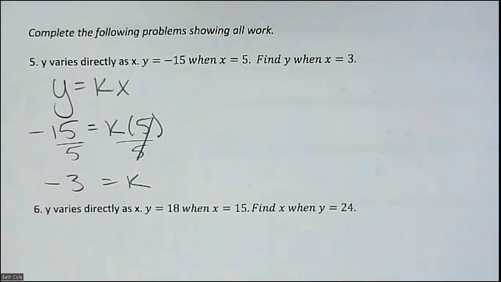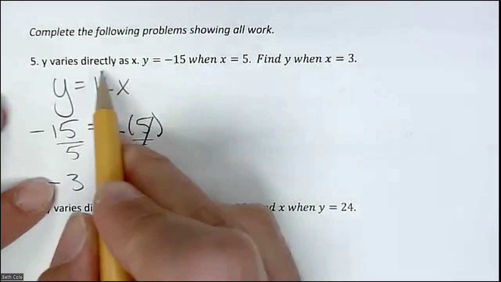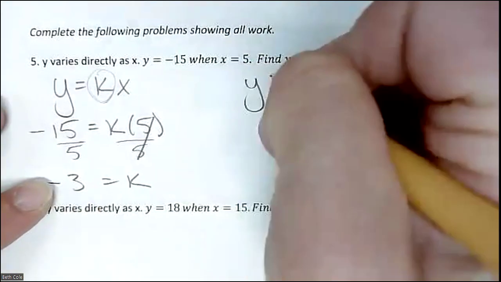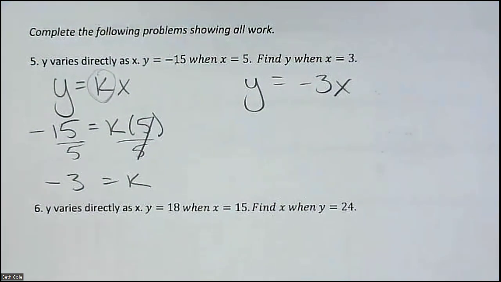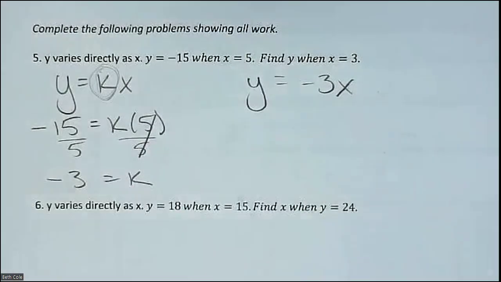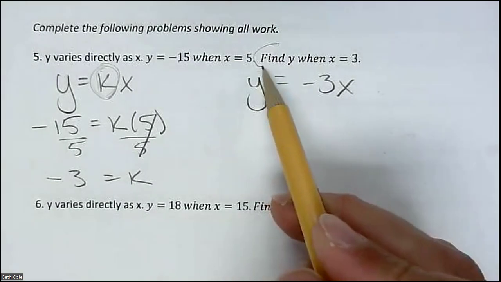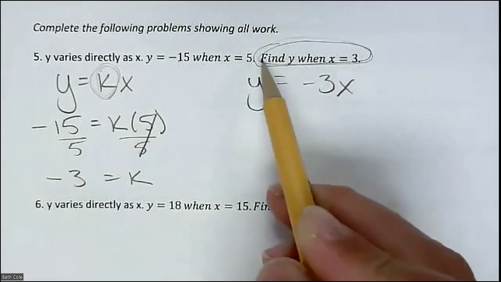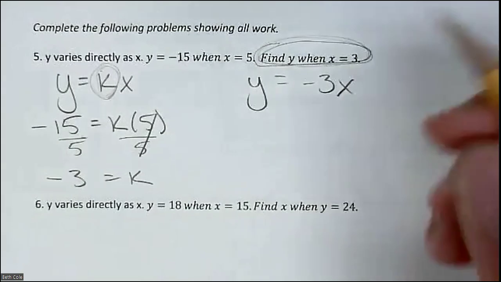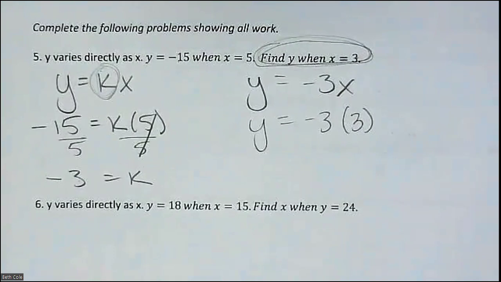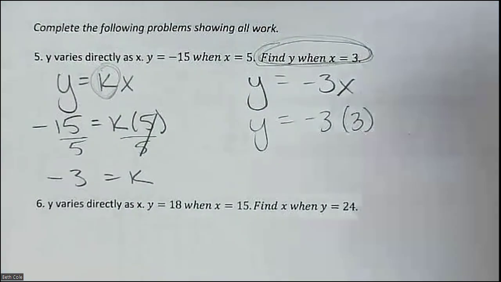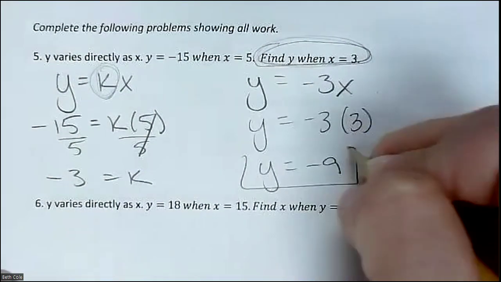Go us. Now, here's what you're going to do. You're going to start a second column and plug in the -3 for k right here. So it's going to be y equals -3x. I'm starting over. I just took that -3 and plugged it in for k. Now, hold on a second. Read. What does the question say? Find y when x is 3. So you're going to plug in 3 for x. Close. -9 is your answer.